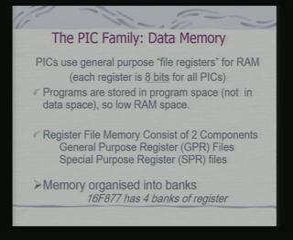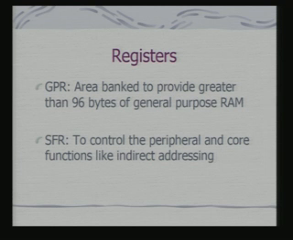Special purpose registers provide a variety of core functions, and here also the memory is organized into banks. If you remember, we talked about the bits in the status register. The 3 bits that I had shown in the status register are used for selection of memory banks. Typically, the banks in the general purpose registers are arranged so that they can provide greater than 96 bytes of general purpose RAM. Again, I am talking about mid-range processors, and depending on which microcontroller you actually choose, this value would change.